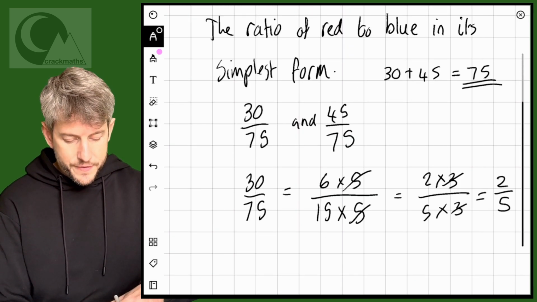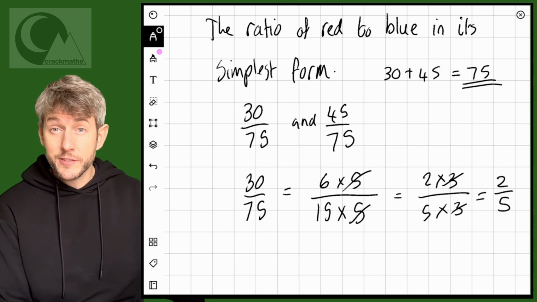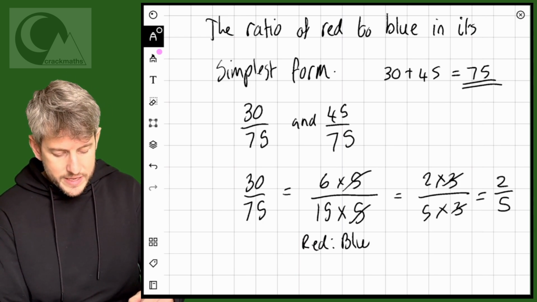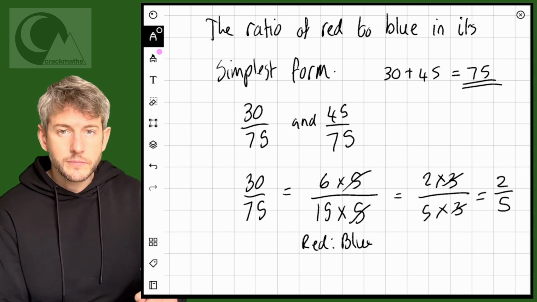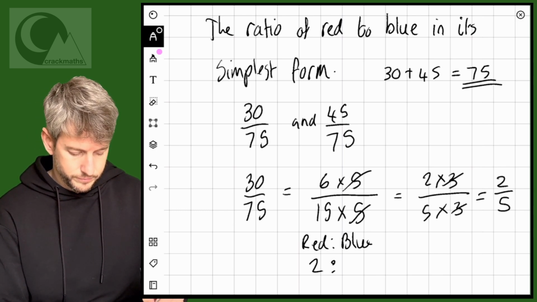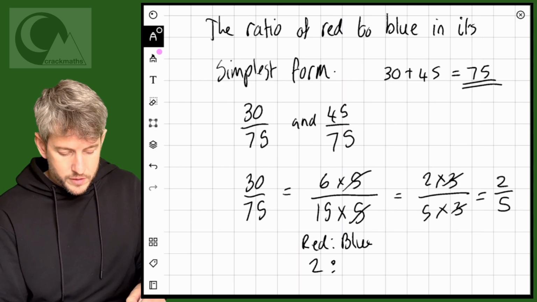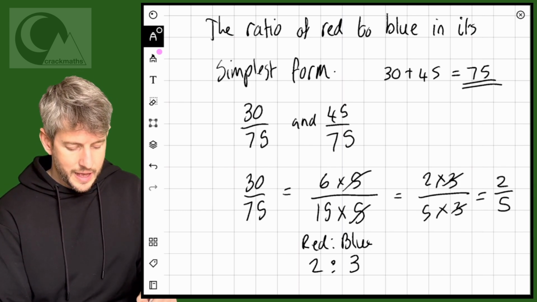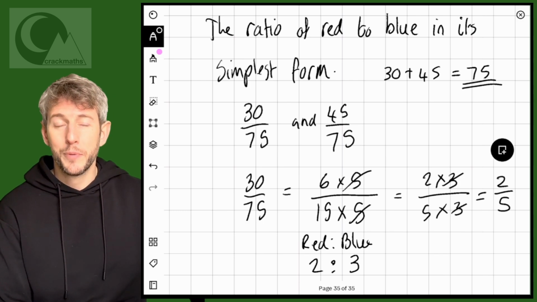So 2/5 are red. Actually, I don't need to do the other half because the other bit will just give us 3/5. So if we're looking at red to blue, we're going to have 2 of the reds because 2 out of 5 are red and 3 out of 5 are blue. Okay, great.